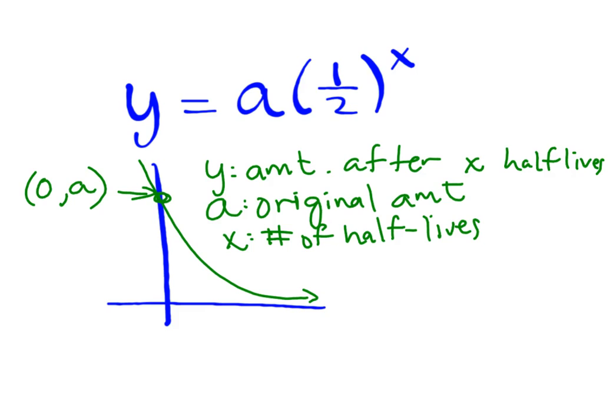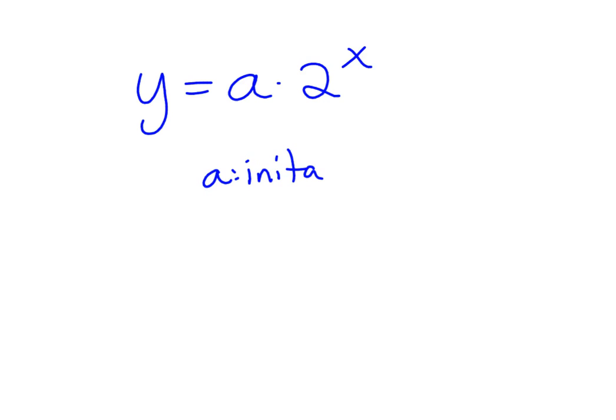Okay. The other thing that we're going to talk about is doubling. Some substances double over time. In fact, we're going to look at an example in your book where there is a landfill that they say is doubling every 3 years. Well, the biggest difference with doubling is it's doing what? It's getting bigger instead of getting smaller. So your equation for that is y equals a times 2 to the x. Instead of cutting it in half, we're going to double it every time. A is still the initial amount, or the original amount.